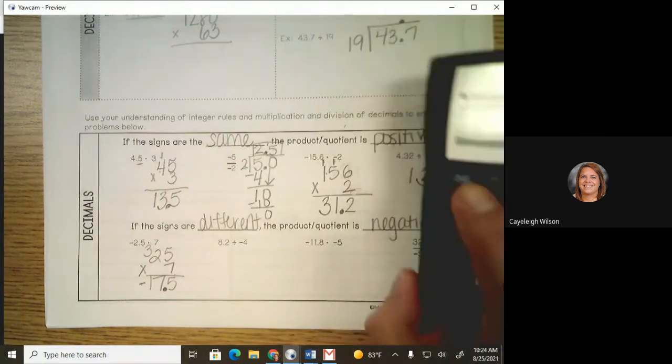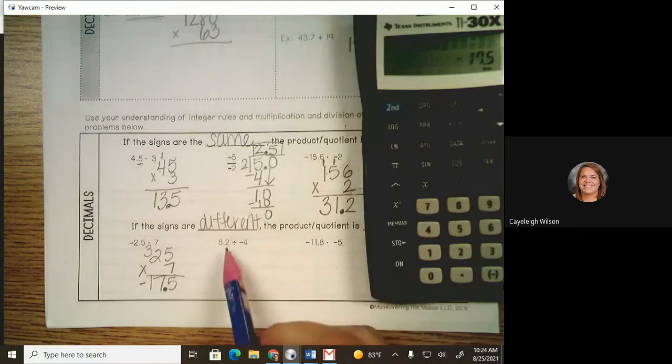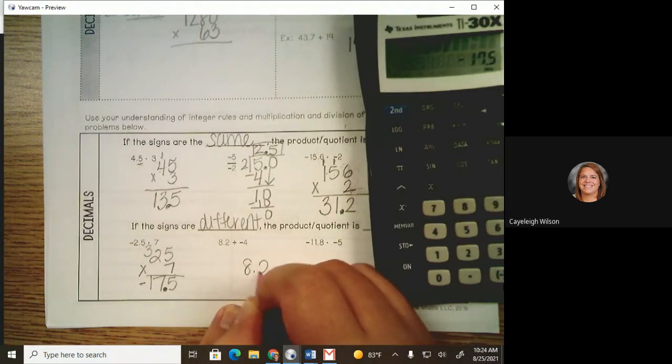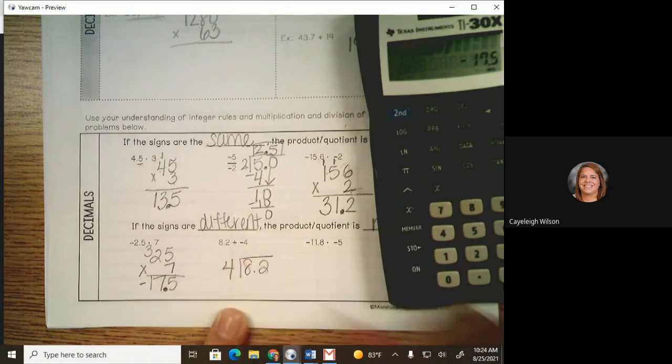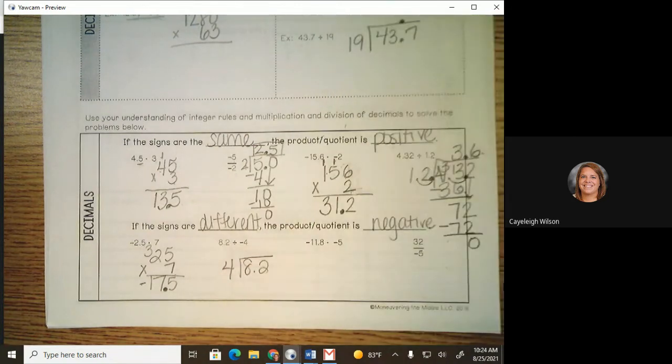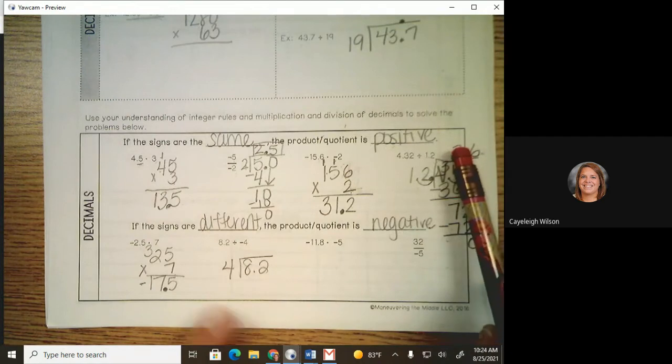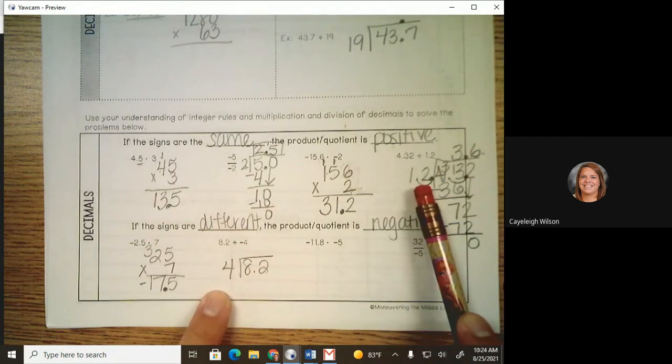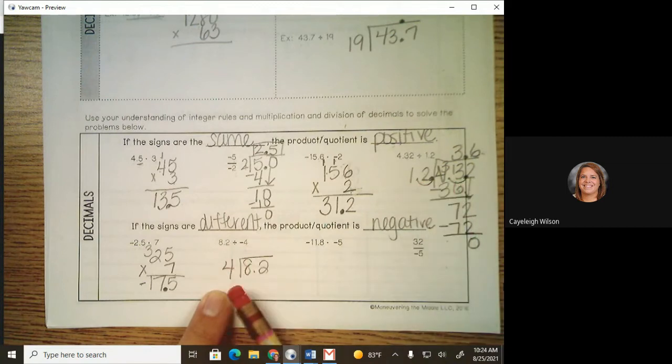All right, I'm going to do one more here. So 8.2 divided by negative 4. So the 8.2 is going to go in the house, and the 4 is going to go on the outside. Now, this one's different than up here because the outside number did not have a decimal place in it. So I'm not going to have to move anything like I did here. So this one's ready to go.